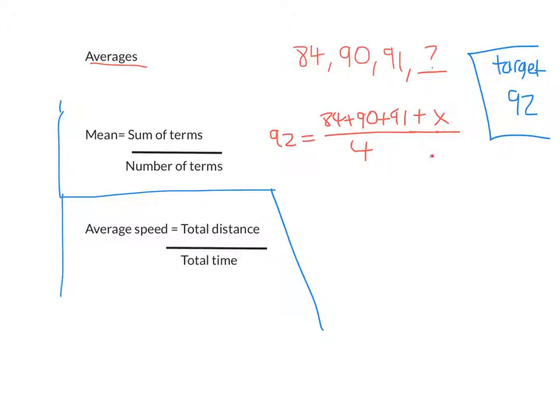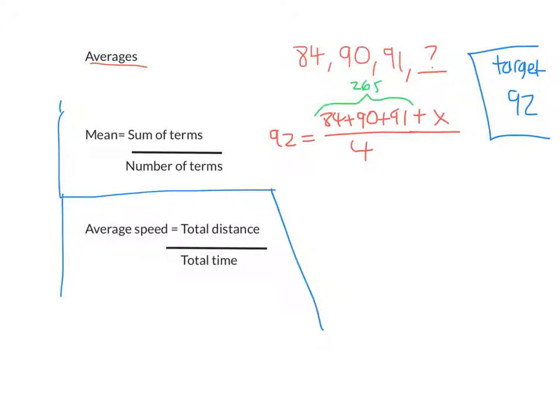So the first thing you want to do before you solve any algebra equation is simplify both sides. Sometimes that might require you simplifying a numerator or a denominator if there's a fraction. And it is the case that we could simplify this numerator here. These are all like terms. They could certainly be combined. So 84 plus 90 plus 91. Well, 90 plus 91 is 181. 181 plus 84 is going to be 265.